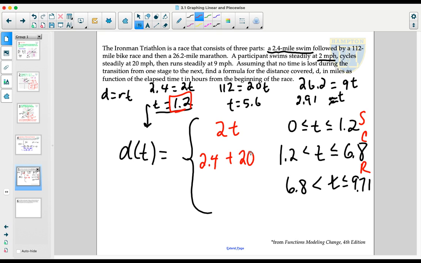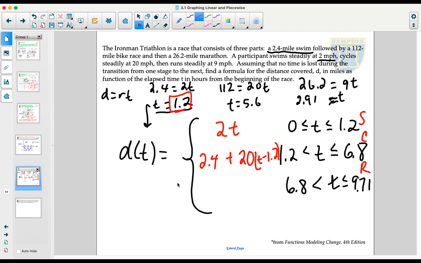Thinking about our gym membership from the last example, the section where we had to pay $8 extra for each visit, that didn't happen until the first block was done. Same thing here. That 20 is not going to happen until the first set of time is done. Once that first set of time is done, then we move on to the next part.